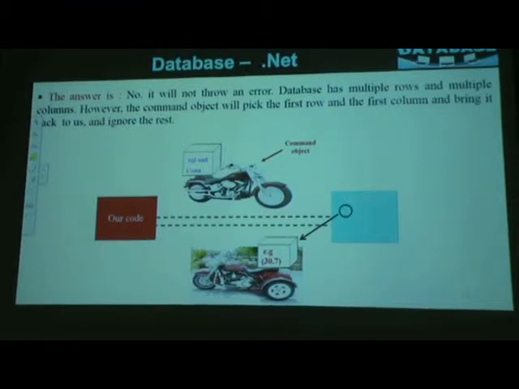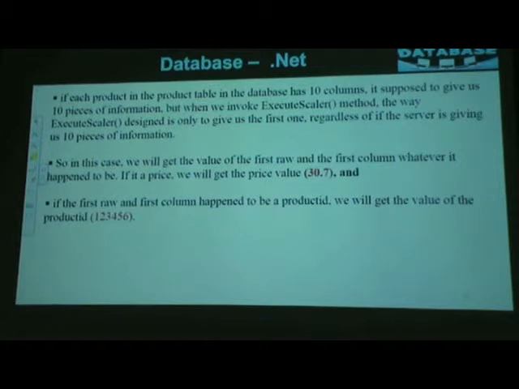The database has multiple rows and multiple columns. However, the command object will pick the first row and the first column, bring it back to us and ignore the rest, because the command object can only carry one piece of information. So even if we write select star, where we need all the rows and all the columns, it will bring only the first row and the first column, one entry. If each product in the product table has 10 columns, it's supposed to give us 10 pieces of information if we write select star from product where product ID is 1, 2, 3, 4, 5, 6.